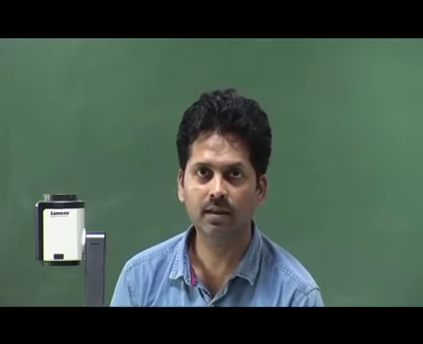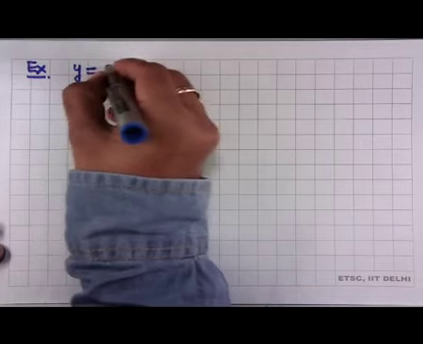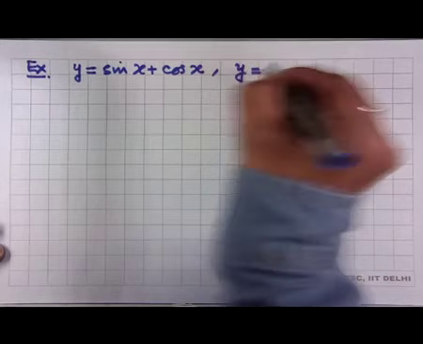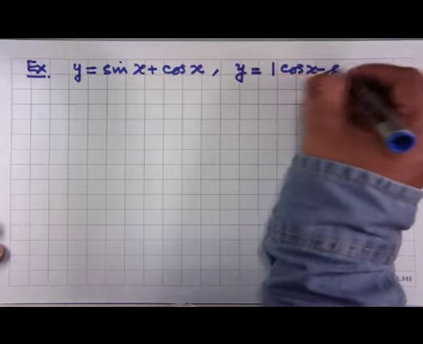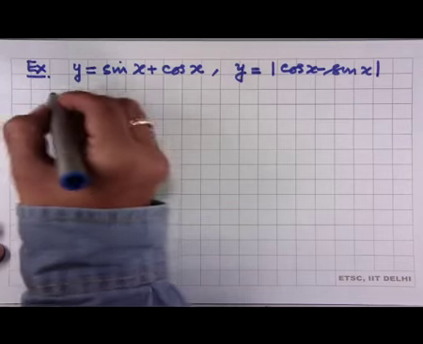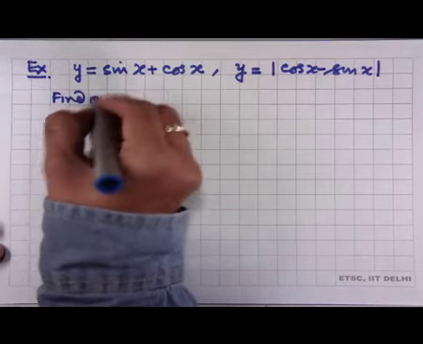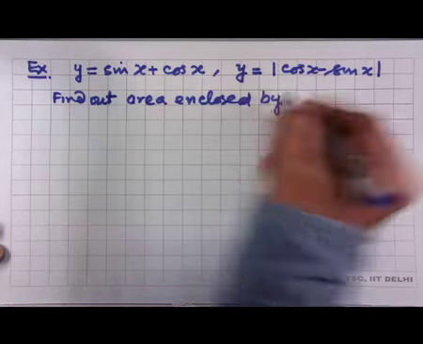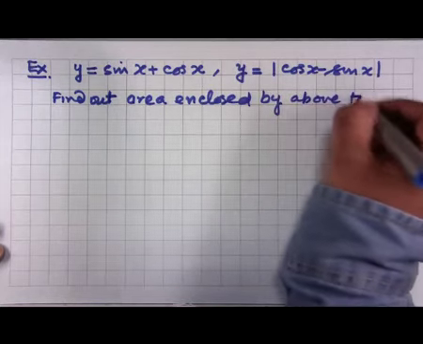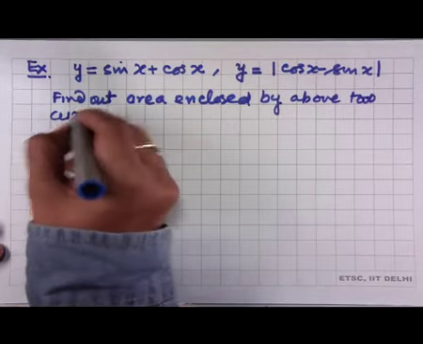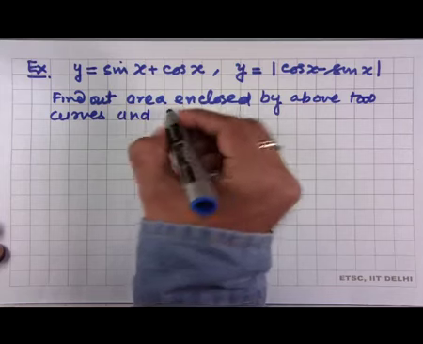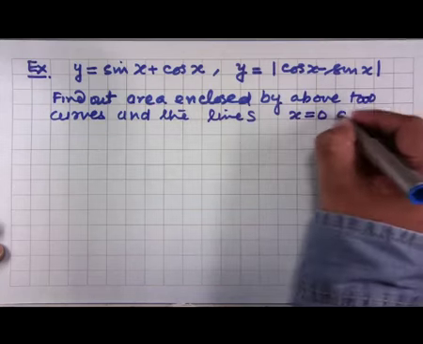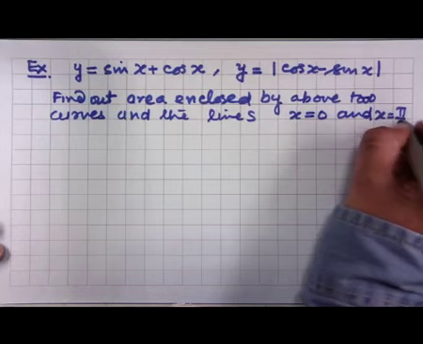Now let us take another example. We need to find out the area enclosed by the above two curves and the lines x equals to 0 and x equals to pi by 2.